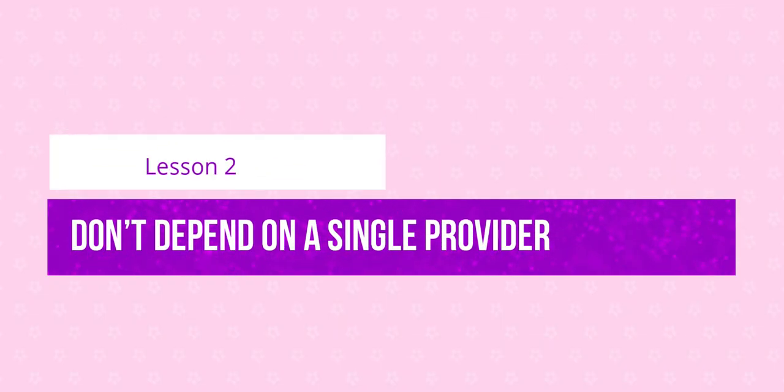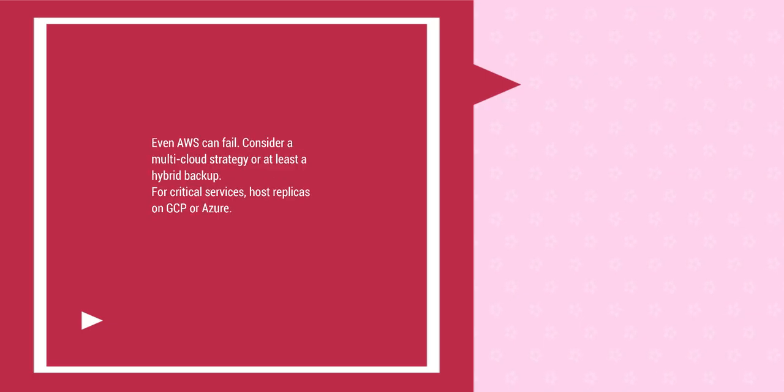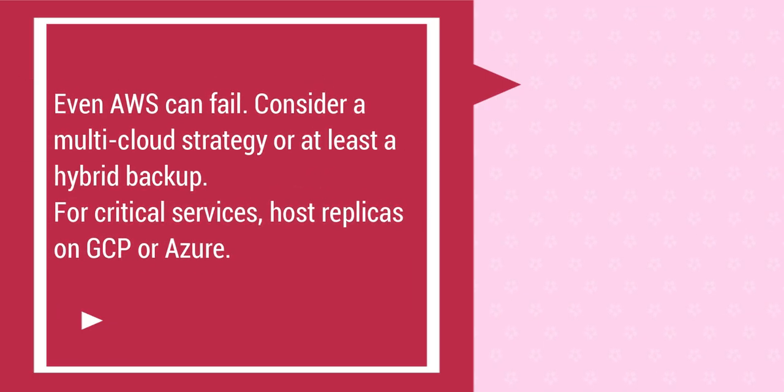Lesson 2. Don't depend on a single provider. Even AWS can fail. Consider a multi-cloud strategy or at least a hybrid backup for your critical services. So you can replicate your critical service on GCP or Azure cloud as well to minimize the impact.